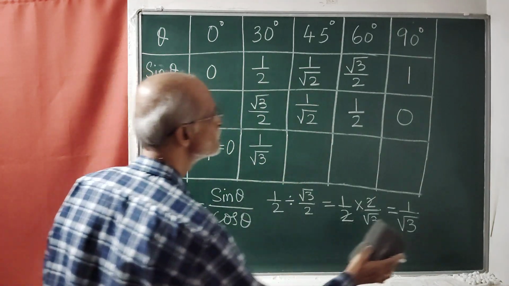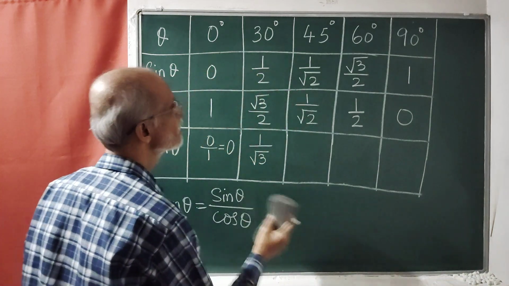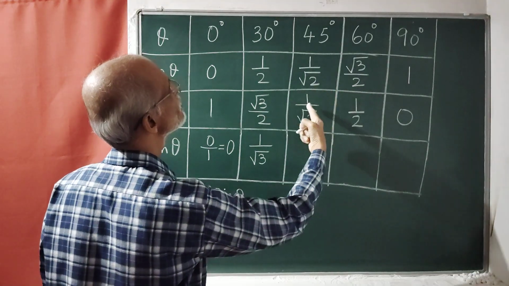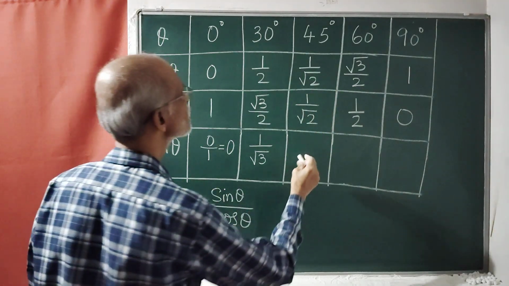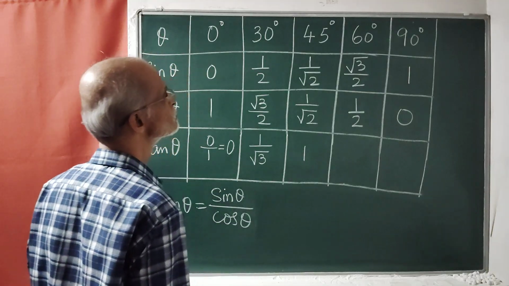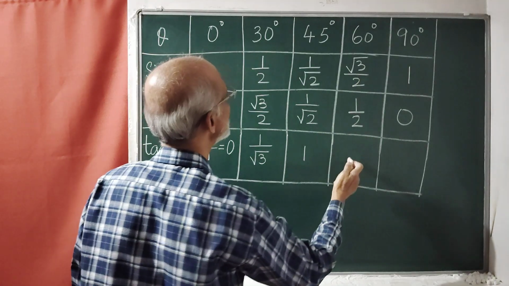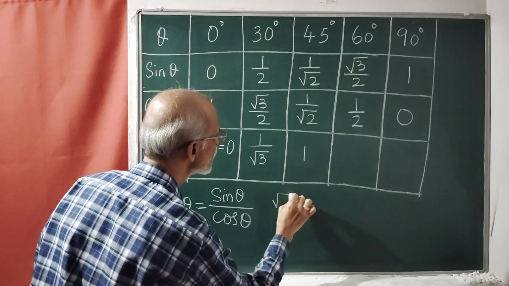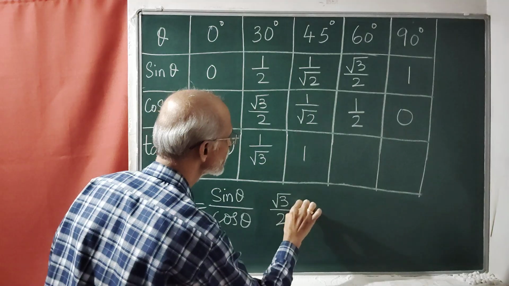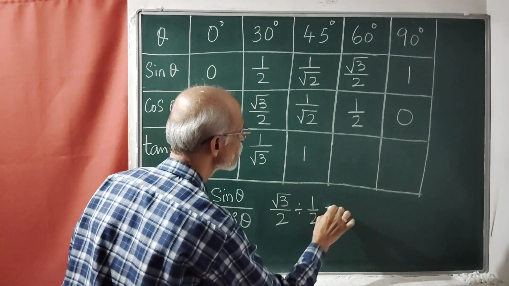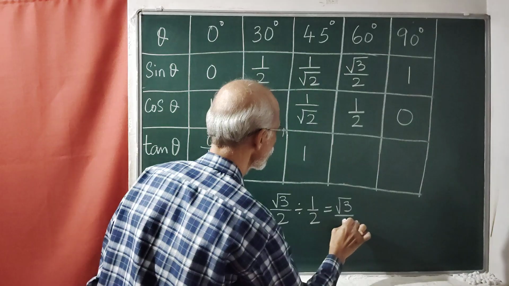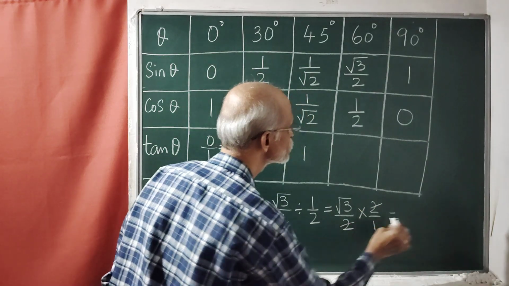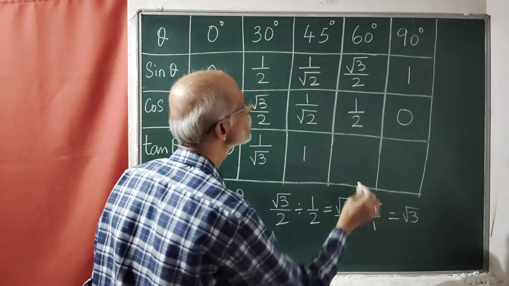Next, tan 45 will be 1 by root 2 divided by 1 by root 2. We'll get 1. Next here, tan 60 will be root 3 by 2 divided by 1 by 2. What we get? Root 3 by 2 into 2 by 1. That is 2 got cancelled, so you get root 3.